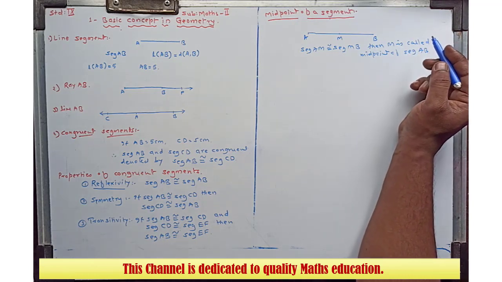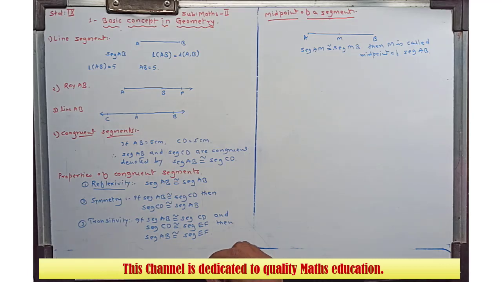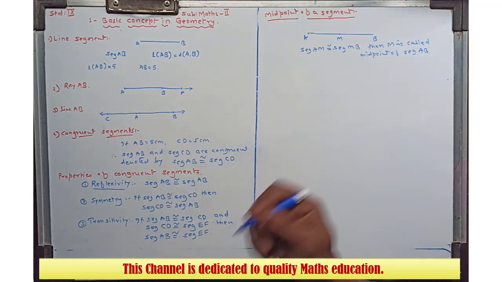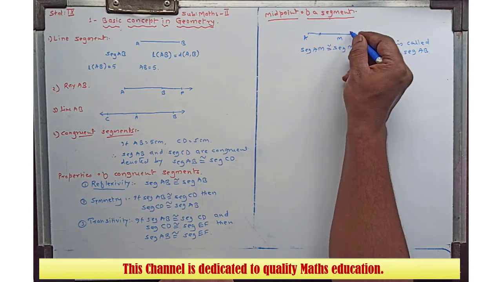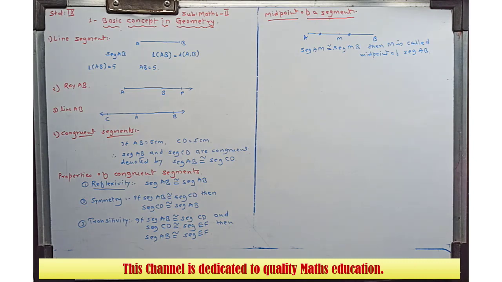In short, midpoint of segment की definition कैसा बोलेंगे हम लोग? A point which divides the given segment into two congruent segments. ऐसा point जो given segment को two congruent segments में divide करे, then such point is called a midpoint. तो वो point को हम midpoint बोलेंगे. समझ में आ रहा है? Then that point is called a midpoint of a segment.